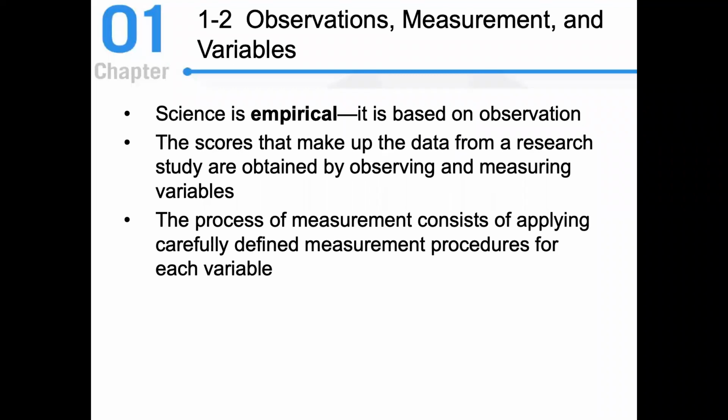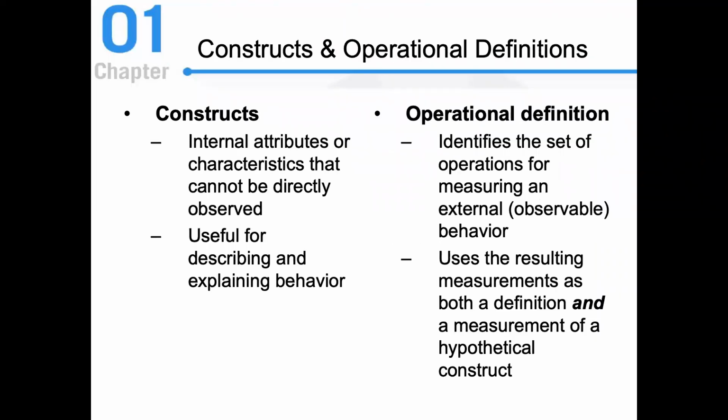So next, let's talk about what constructs are. So constructs and the operational definition. These are two different ways you want to really look at things. Constructs are internal attributes or characteristics that cannot be directly observed. They are useful for describing and explaining behavior. The operational definition identifies a set of operations for measuring an external or observable behavior, and uses the resulting measurements as both a definition and a measurement of a hypothetical construct.